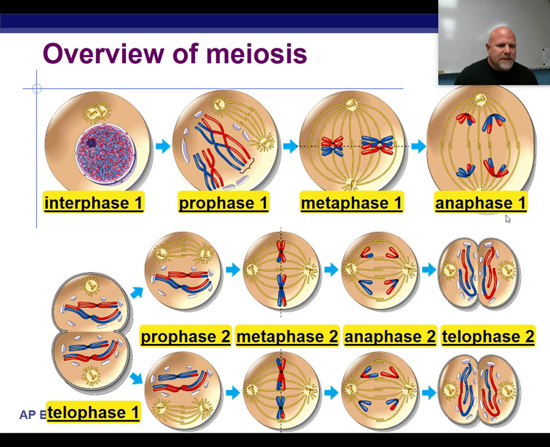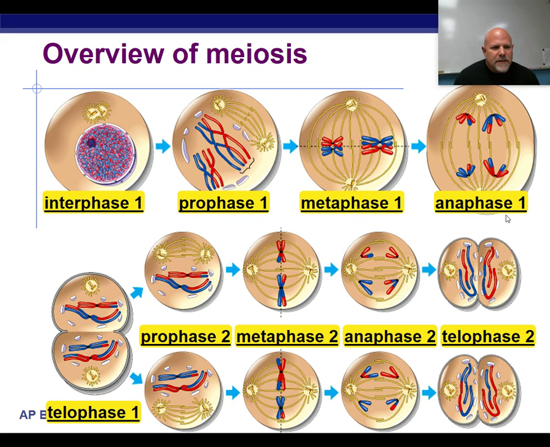Welcome to AP Biology. This presentation is going to be an overview of meiosis. So the first thing that happens when we go through meiosis is we're going to have condensation of the chromosomes, just like we had during mitosis. And the nuclear membrane is going to dissolve and the spindle fibers are going to form their spindle fiber network. It's all kind of similar stuff to mitosis.